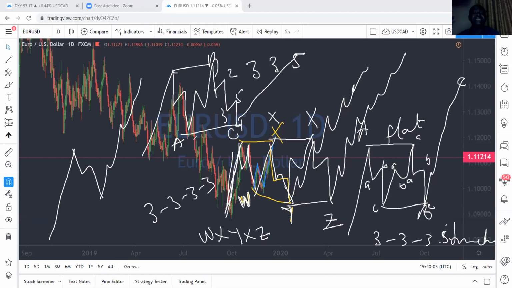All right? This is what is called a flat corrective structure. The behavior is a 3, 3, 5 structure. When you say 5 structure here, it doesn't mean that you must see 1, 2, 3, 4, 5. If you carry an impulse like this, it's the same thing as a 5-wave structure.